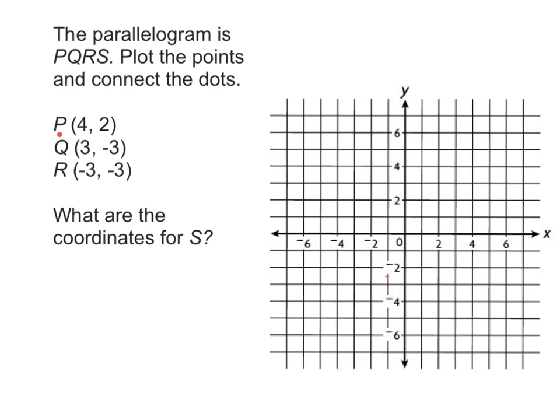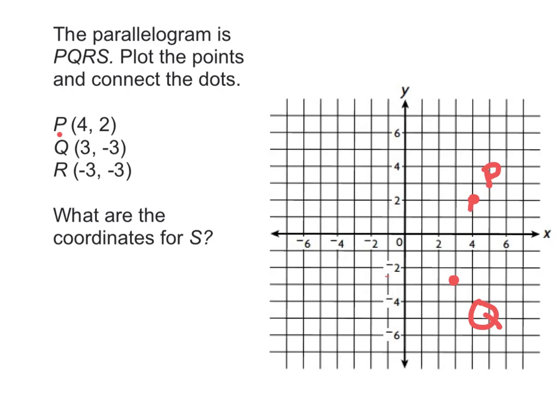So I'm going to start with P. P is at 4, 2. So positive 4. Remember, we're going over 4: 1, 2, 3, 4, and then up 2: 1, 2. I'm going to put a dot there, and I'm going to label it P. Okay, next is Q. I'm going to go over 3, and then down 3 because it's negative, right here. And I'm going to label this dot Q.